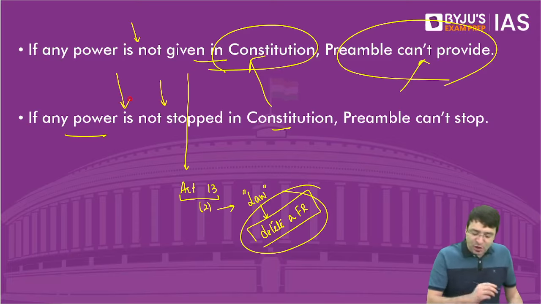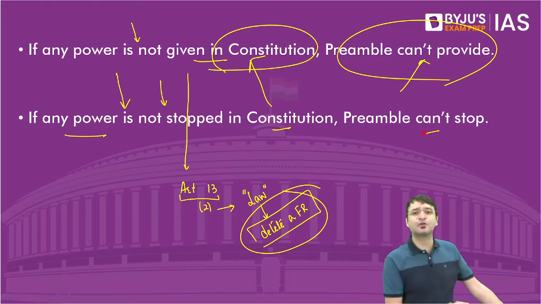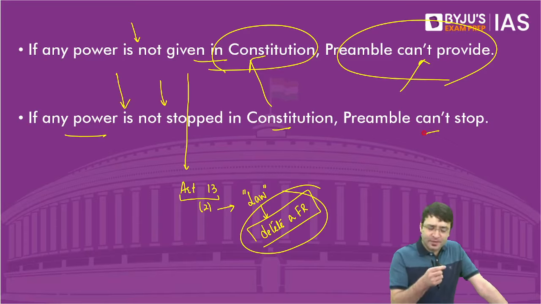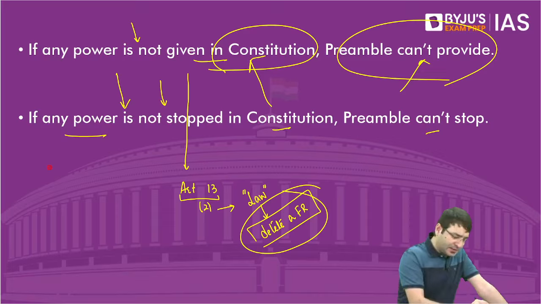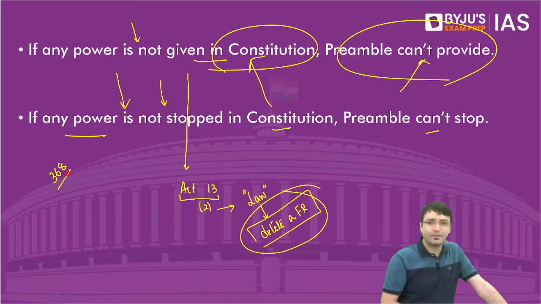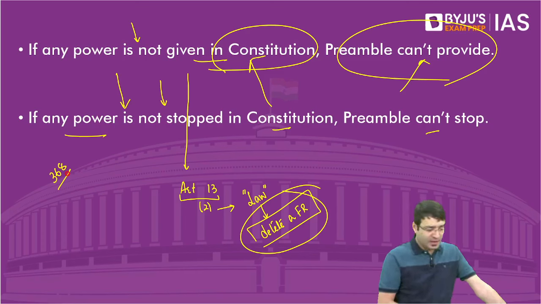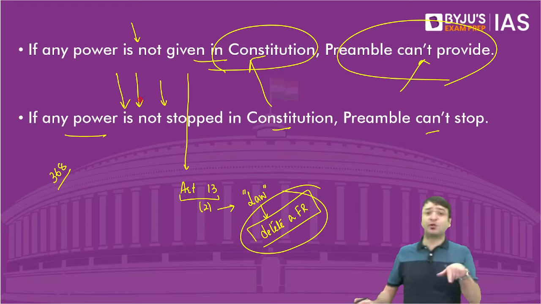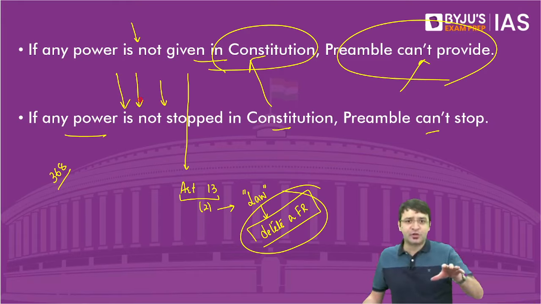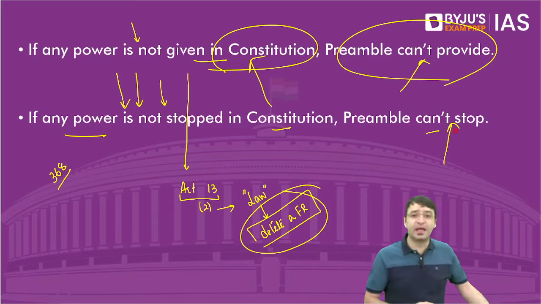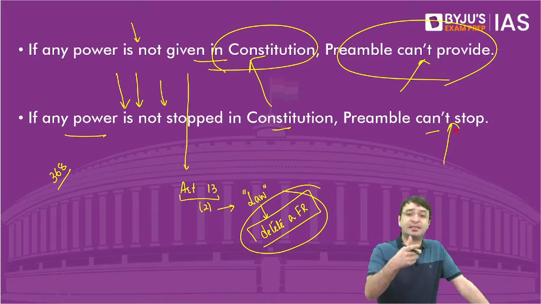Similarly, if a power is not stopped in the Constitution, preamble can't stop it. Can we say that the Constitution of India can be amended by Article 368? Yes. And by using Article 368, can Parliament amend the basic structure of the Constitution? No. Which means if any power is not given in the Constitution, which does not allow Parliament to alter the basic structure, we can't say preamble will help the government and say you can amend any provision of the Constitution. There is no such thing as basic structure.